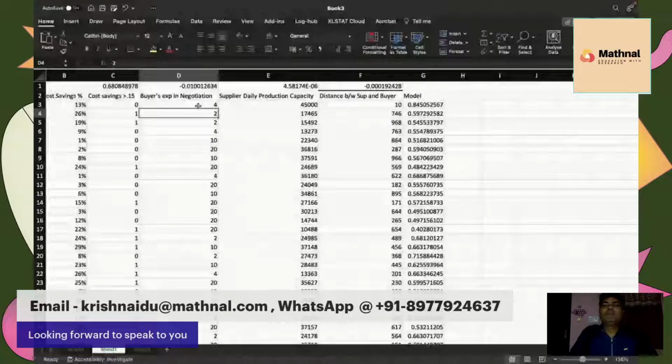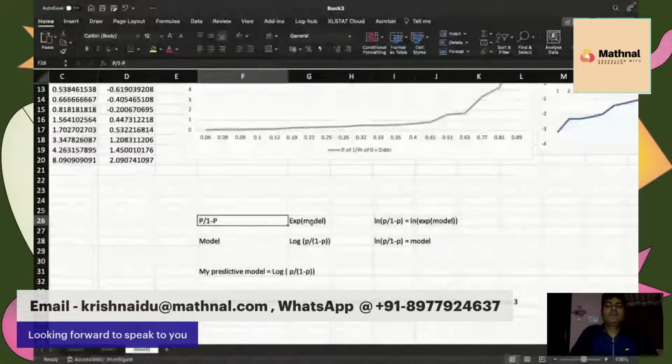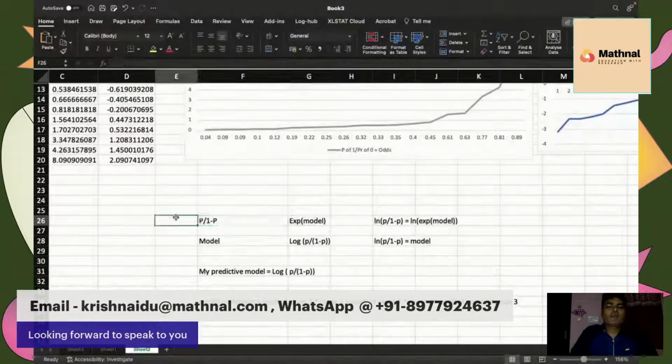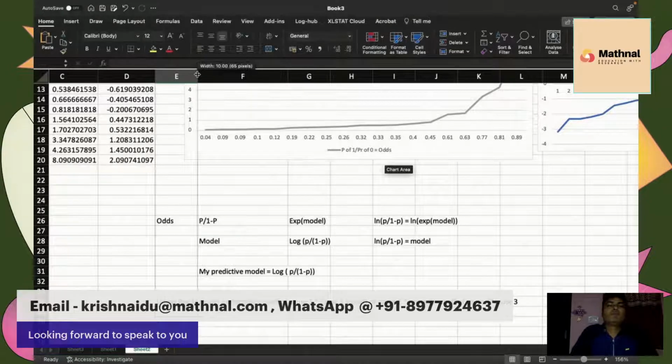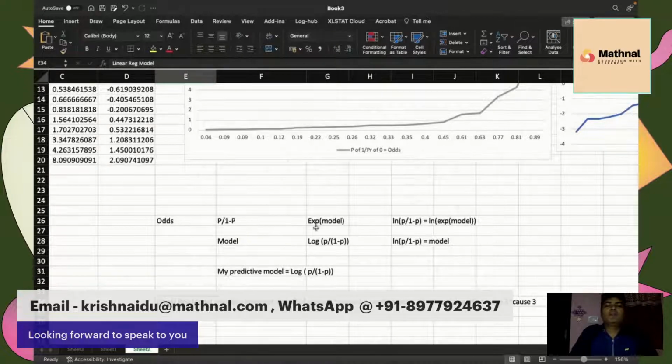This exponential of the linear regression is nothing but the odds. If I go back to this one, p by 1 minus p is nothing but exponential of the model, right? So what is p by 1 minus p? This is odds. So the model is what? This is the model: intercept plus coefficient. This is a linear regression model, right? So exponential of the linear regression model is nothing but p by 1 minus p, that is odds.